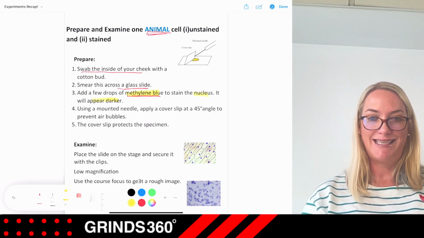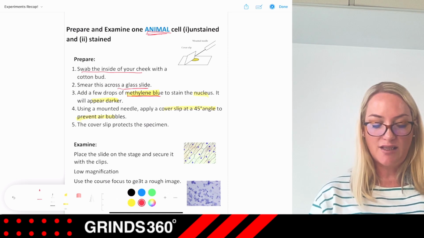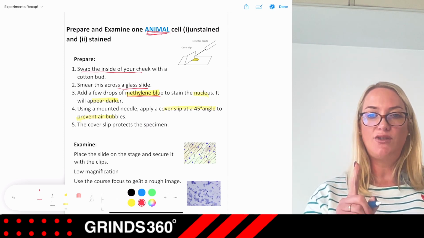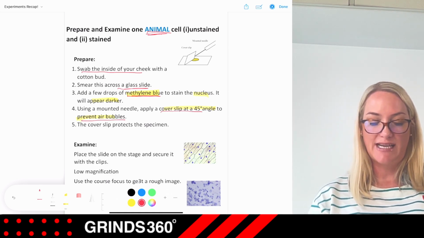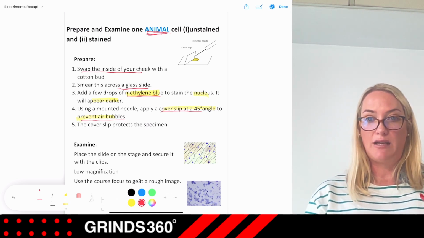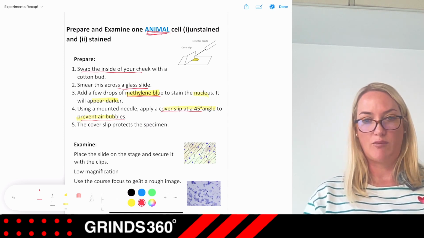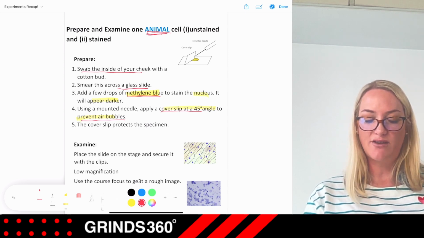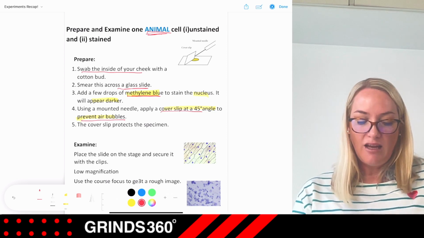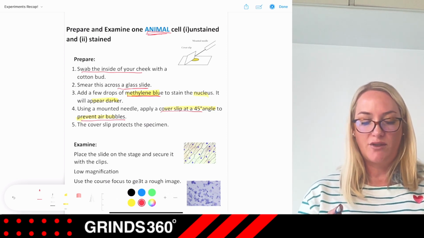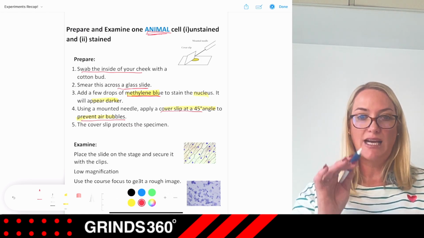Then you apply your cover slip at a 45-degree angle. Why? To prevent air bubbles. So this could be split up into two questions: how do you apply a cover slip, at a 45-degree angle, and why do you apply it this way, to prevent air bubbles. Or it might be asked as one question. Again, read the question carefully and see if that's two separate questions. So then you add your cover slip. They might ask you what is the purpose of your cover slip: to protect the specimen, and to protect the lens as well. Now, that's your preparing.